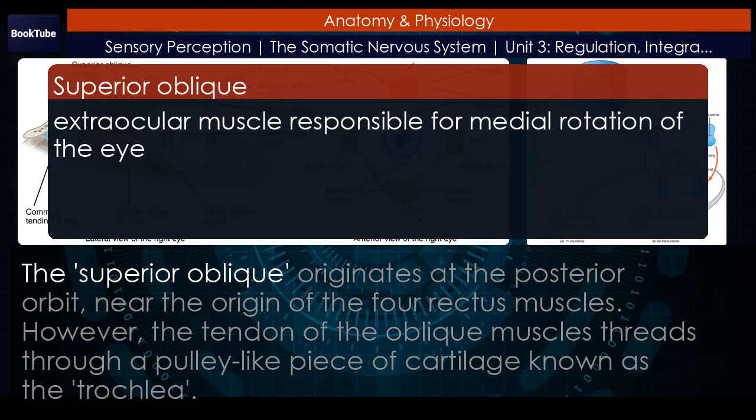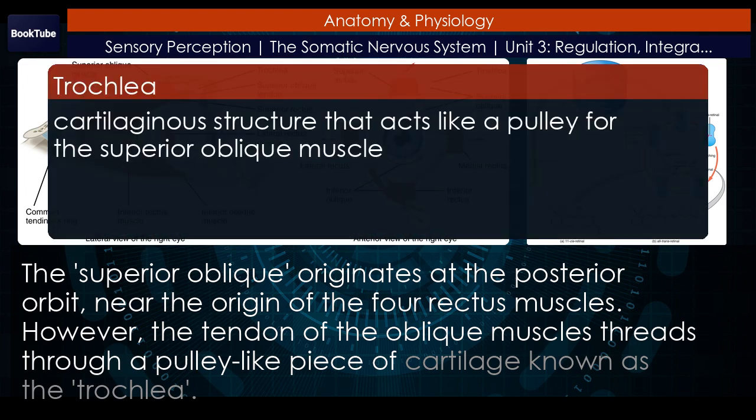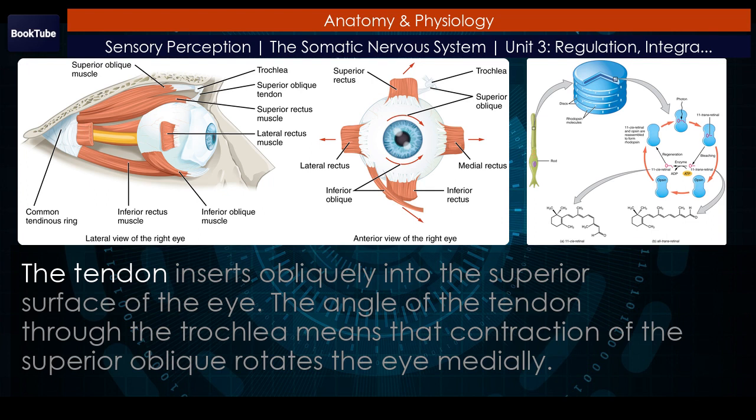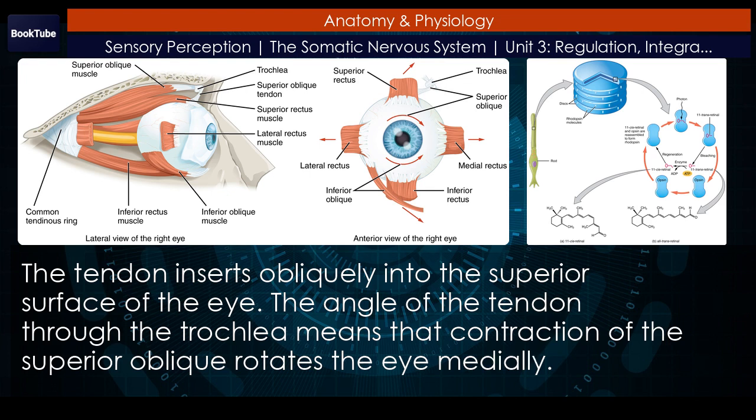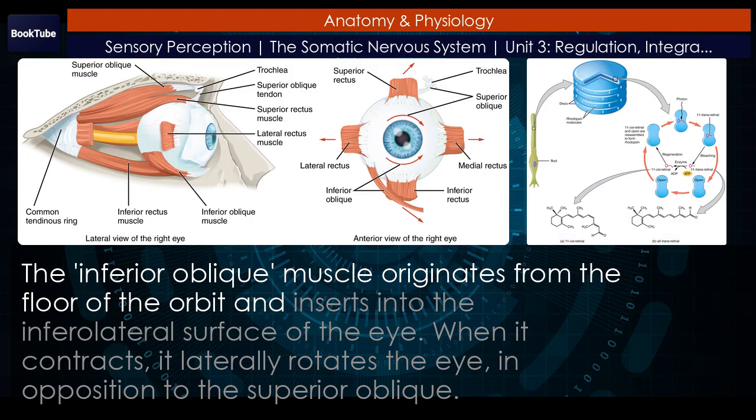The superior oblique originates at the posterior orbit, near the origin of the 4 rectus muscles. However, the tendon of the oblique muscles threads through a pulley-like piece of cartilage known as the trochlea. The tendon inserts obliquely into the superior surface of the eye. The angle of the tendon through the trochlea means that contraction of the superior oblique rotates the eye medially. The inferior oblique muscle originates from the floor of the orbit and inserts into the inferolateral surface of the eye. When it contracts, it laterally rotates the eye, in opposition to the superior oblique.